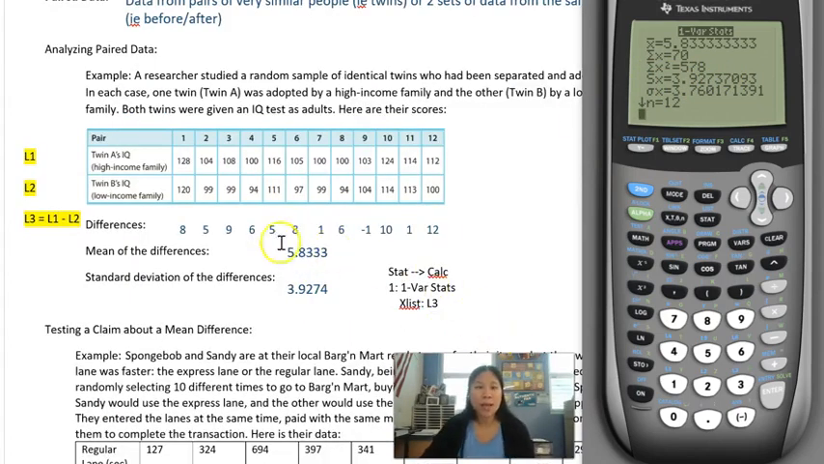Alright, so then once we have the mean and the standard deviation, those are the numbers we're going to use in order to calculate our test statistic, and then our p-value, and so on. So I've written out the calculator directions here, just in case. So let's actually do this with an actual full significance test.